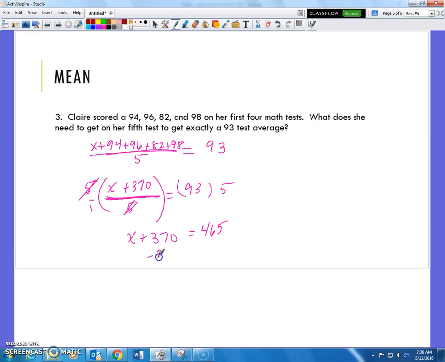And so now I can figure out what I need to get on my test by subtraction. I need a 95 to average a 93.